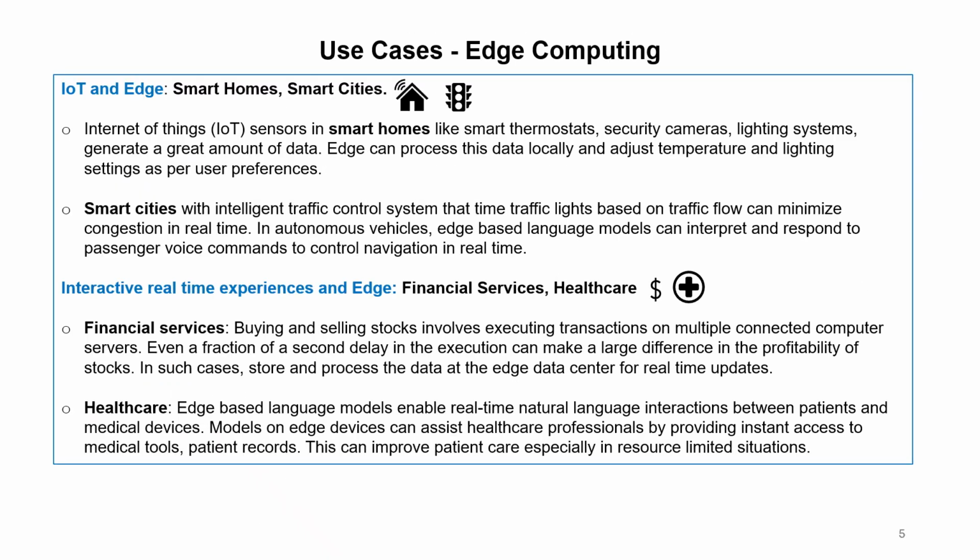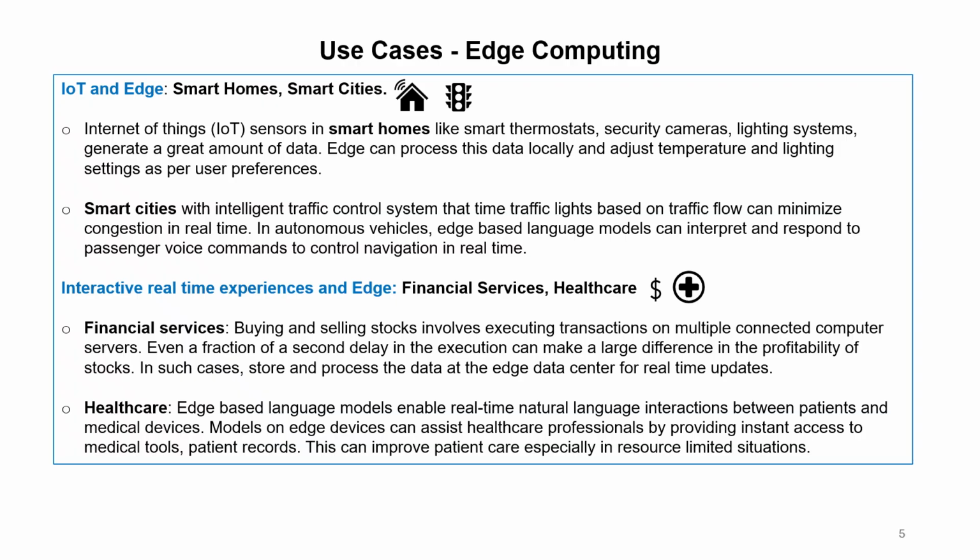Now, moving on to the use cases of edge computing, critical infrastructure such as transport system, hospitals are prioritized for edge data centers. IoT sensors and smart homes like thermostat, security cameras, lights, washing machines generate great amount of data. Edge can process this data locally and adjust temperature and light settings as per user preference.